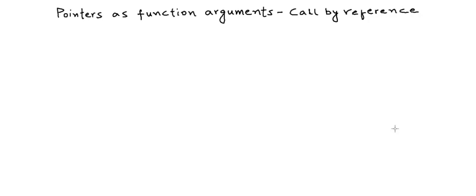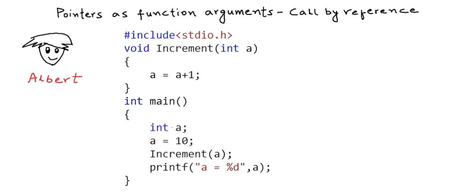So let's discuss a scenario. Albert is a beginner programmer and he has recently learnt about the concept of user-defined functions. Now he tries to apply this concept and he writes a simple C program like this. What he is trying to achieve here is that he has an integer variable declared and initialized in the main method, and he wants to increment the value in this variable by 1.